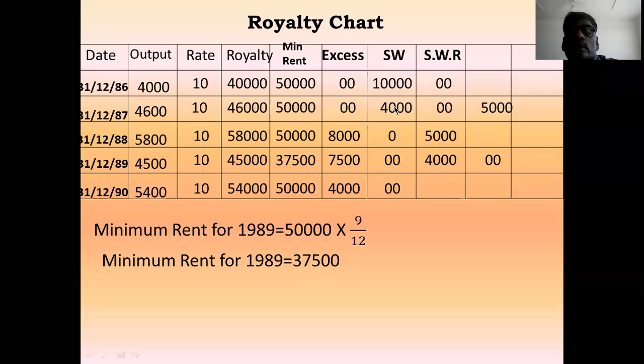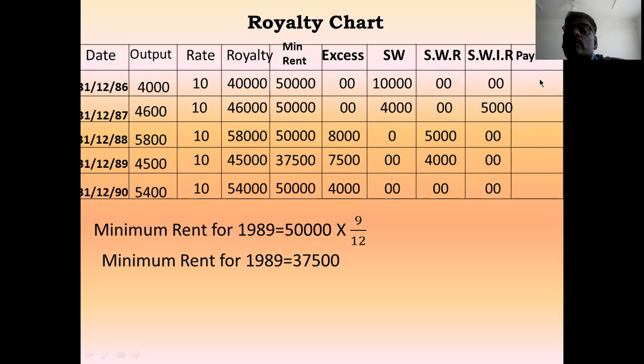Then the short working point is completed. 10,000 short working is adjusted. 4,000 is also adjusted. Short working point completes. Then you put 0 in the blank blocks: 0, 0, 0, 0, 0. Like this, put the 0.